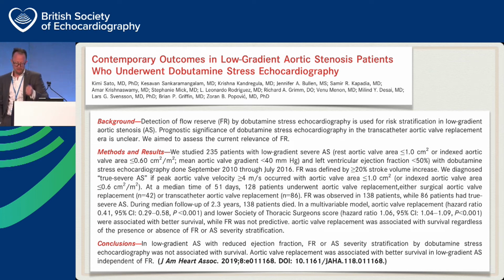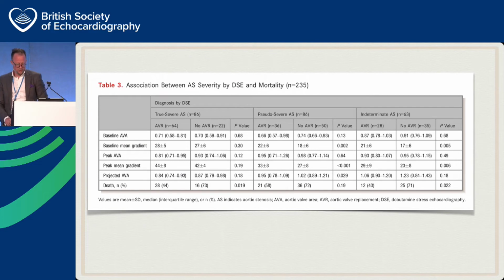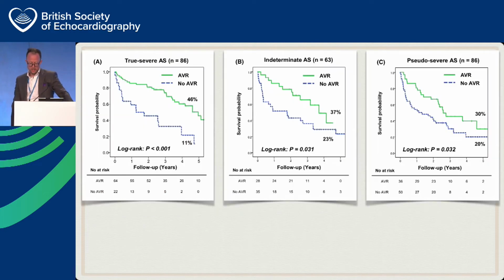I've had one of the graphs on this before, but this is a contemporary study published about 2 years ago, looking at 250 odd patients, all of whom have low flow aortic stenosis, impaired ventricle. What they did was undertake conventional dobutamine stress echo and divided them according to the outcome. About a third of them were true severe, about a third were indeterminate, and about a third were pseudo-severe in this cohort.